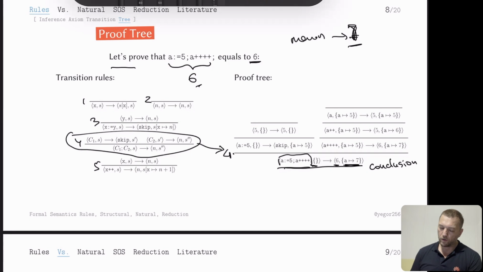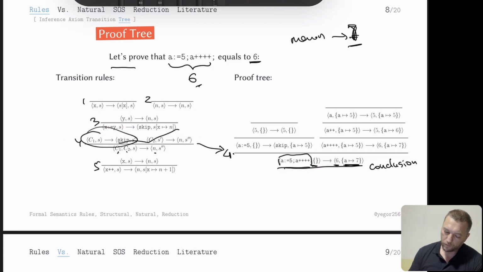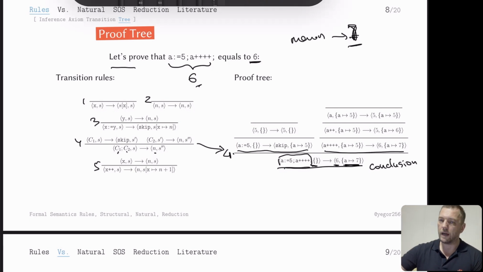Rule number 4 says, if you have 2 commands separated with a semicolon, you can transfer it to the number n if this transition is possible and this transition is possible. So what do I do? I put these transitions here: my first transition and my second transition. And I say, this transition I also claim. I'm still trying to prove, so I'm going from the bottom to the top. I also claim, look, it is possible.